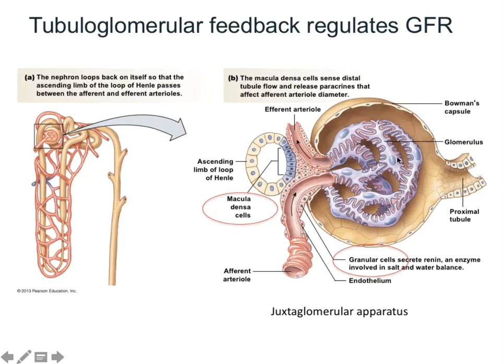And when they've been stretched, it's when your GFR increases. When your GFR increases, more liquid is pushed into the Bowman's capsule. It will go through this tube: descending loop, loop of Henle, ascending loop, and the macula densa cells are stretched. Once they've been stretched, they release a paracrine signal.